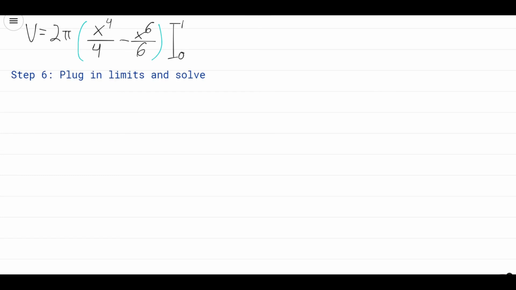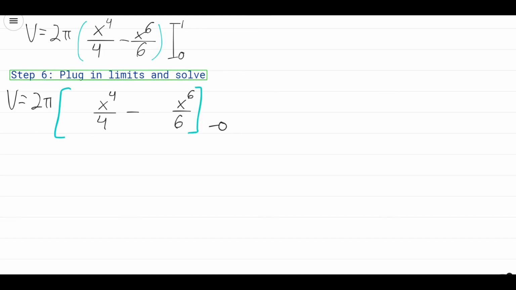Now that we have the integral set up, we're going to go ahead and quickly copy down what the integral was that we computed, which was 2 pi times x to the fourth divided by 4 minus x to the 6 divided by 6, bounded from 0 to 1. And now we're going to plug in the limits and solve this. So the first approach I'm going to take in plugging in is x to the fourth over 4 minus x to the 6 over 6, bounded from 0 to 1.